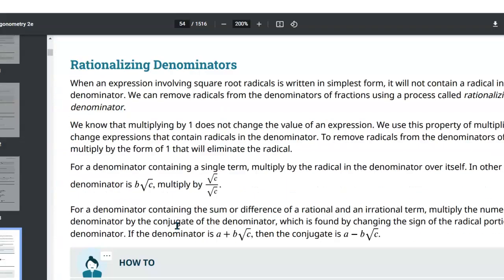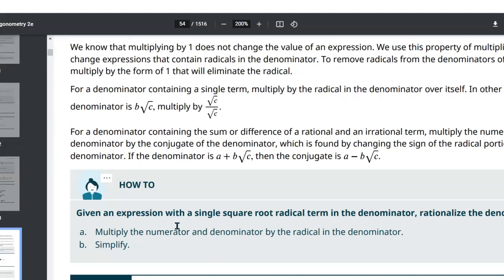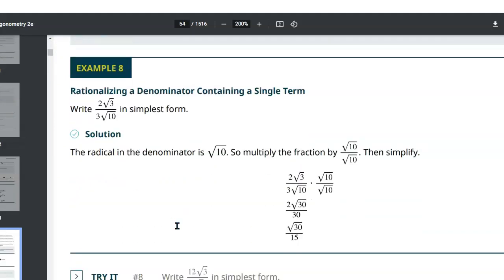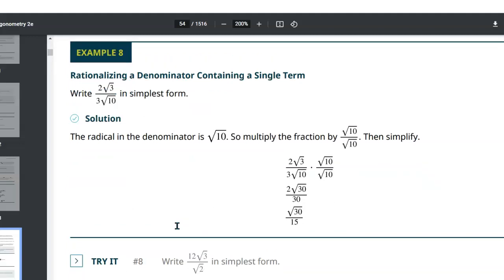Yeah, here we go. Now, rationalizing denominators, I've already done that. Okay, I got a little ahead of myself, but this is what we did earlier. We'll just refresh example 8: 2 radical 3 over 3 radical 10. Notice we want to get rid of the radical 10. So you can't really mess with the 3. Here's another way to look at it. You multiply by 1, but we're writing 1 in sort of a weird form. We're writing 1 as radical 10 over radical 10.